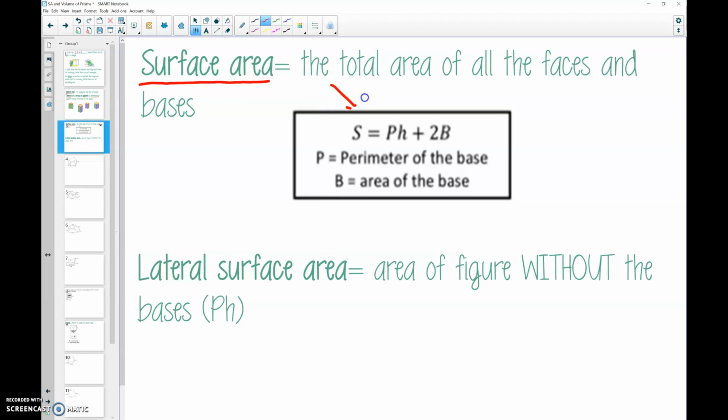Here's our formula we're going to use, that the surface area is equal to the perimeter of the base times the height of our figure, plus we need the area of both of the bases, so 2 times B, where our capital B is the area of the base. Sometimes you might be asked for just lateral surface area. That's the area of the figure just without the bases. So it's just the first part of our equation, the perimeter times the height.